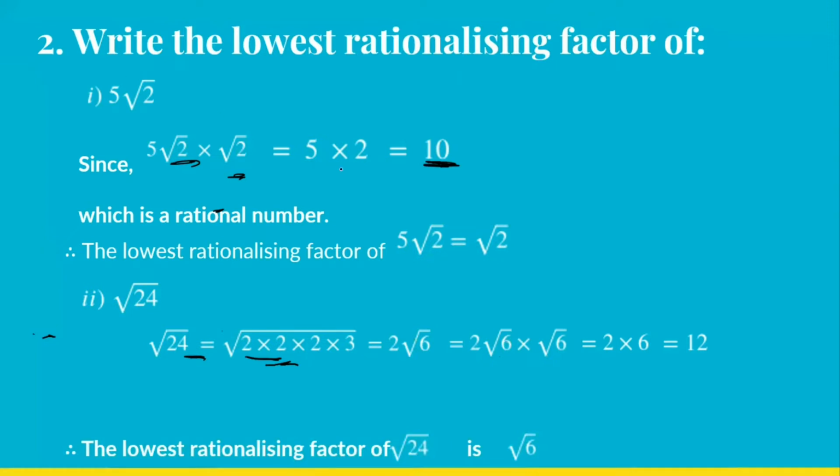People usually think that for root 24, straight away they will multiply by root 24 and get it rationalized. But no, you are asked to find the lowest rationalizing factor. So therefore you have to simplify this and find out the lowest rationalizing factor of the given irrational number.